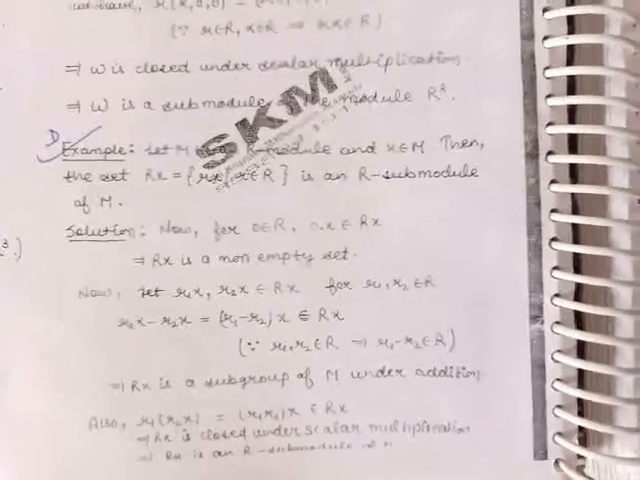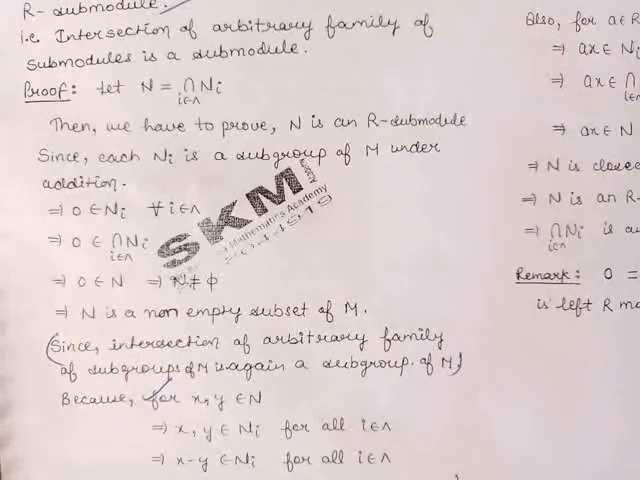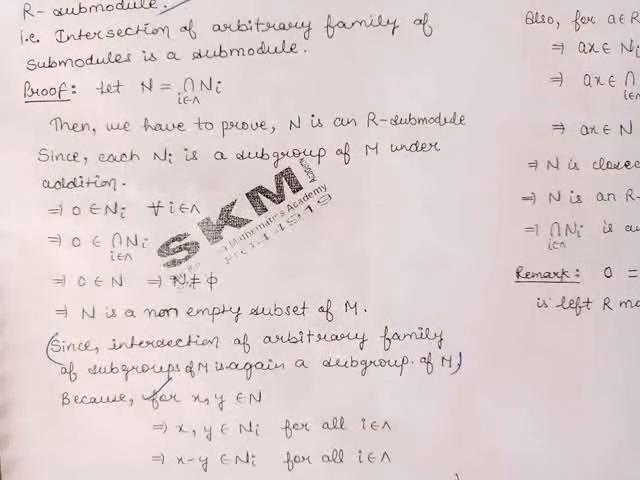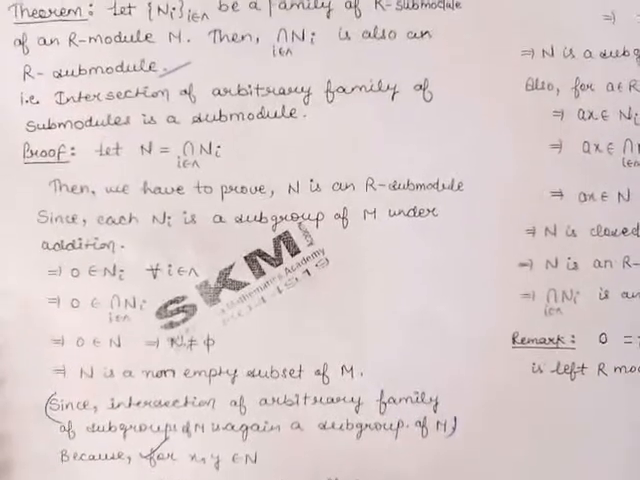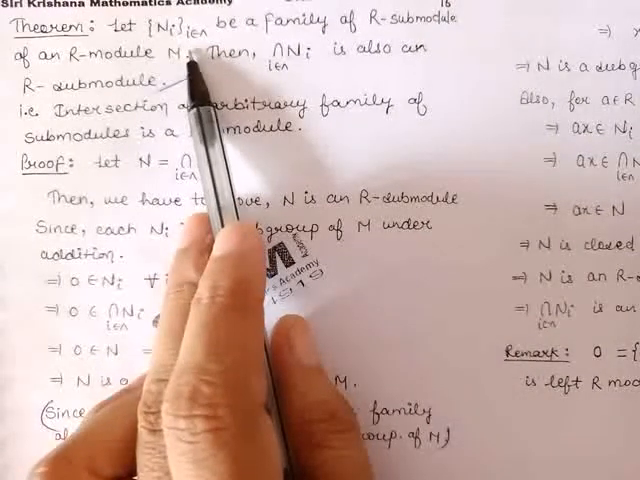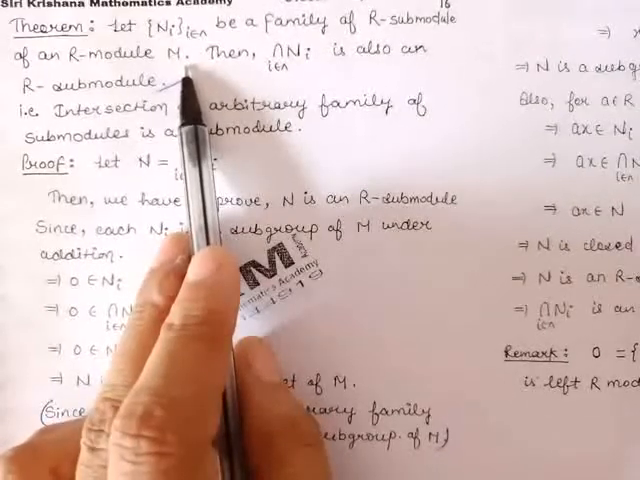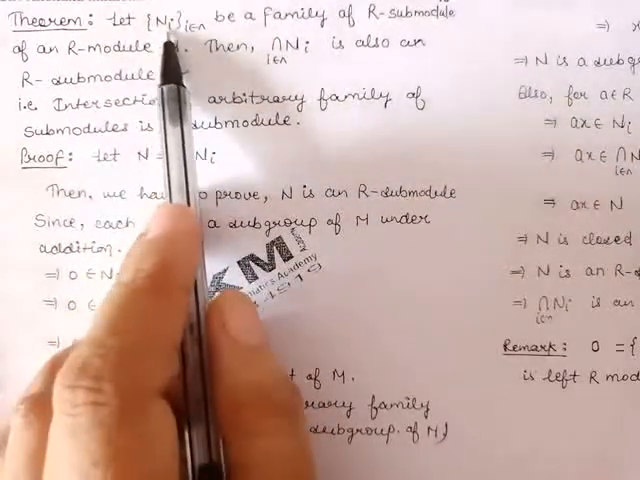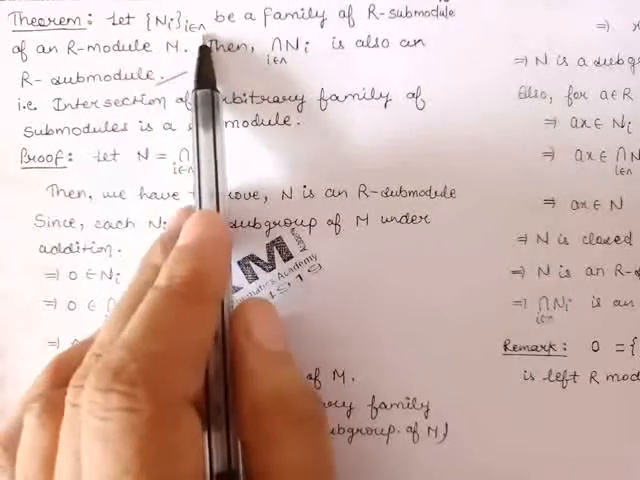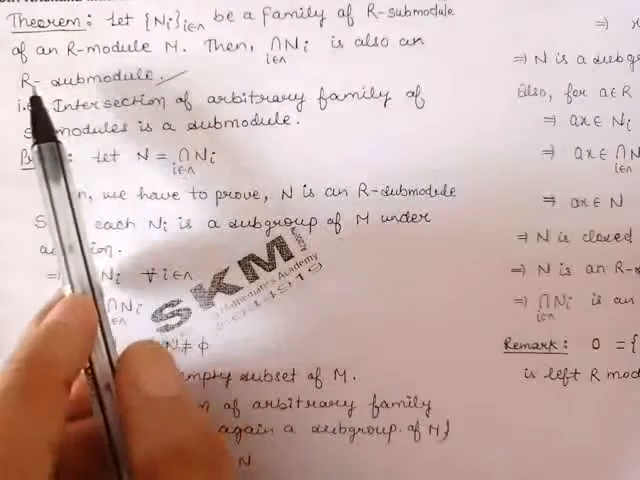Now, next our theorem is to prove that the intersection of an arbitrary family of submodules is a submodule. It means if we take a collection of R submodules of an R module M, that collection we have denoted here by the collection Ni, where i belongs to the index set. We will prove that the intersection of members of this family is also forming a submodule over the ring R.